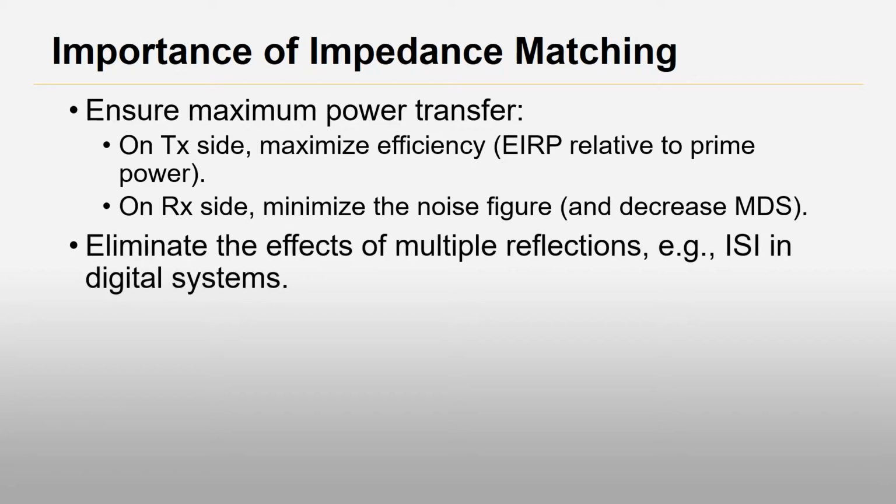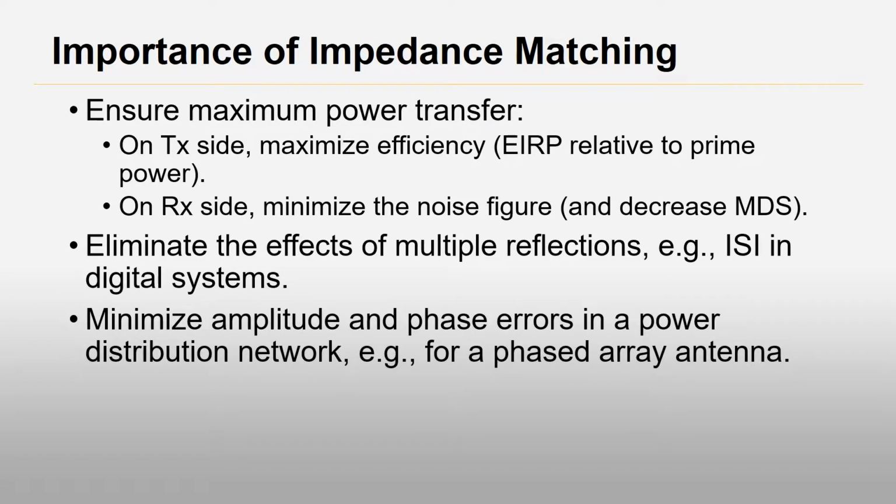Another reason for doing impedance matching is to eliminate the effects of multiple reflections. Multiple reflections can manifest themselves as intersymbol interference in digital systems. And yet another reason why impedance matching is important is because we want to minimize amplitude and phase errors in a power distribution network. For example, for a phased array antenna, in order to maintain low side lobes in a radar application.